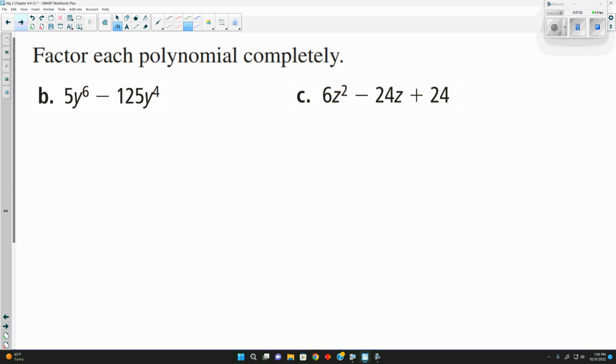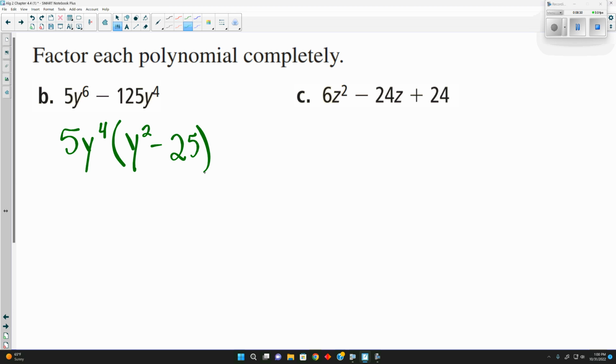So we'll look at B, 5y to the 6th minus 125y to the 4th. Because I feel like at this point, we're pretty comfortable with this here. The only real difference is that we're factoring out variables, unlike the last ones. So if we look at this here, what's the greatest common factor? 5y to the 4th. And what that leaves us inside the parentheses is y squared minus 25.